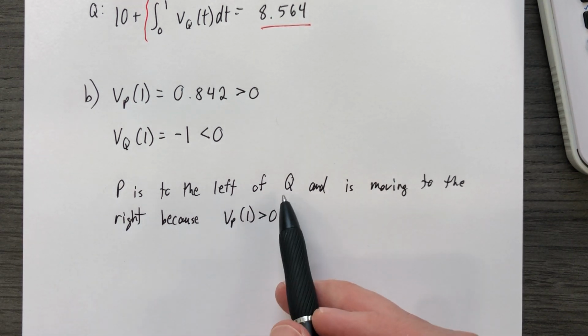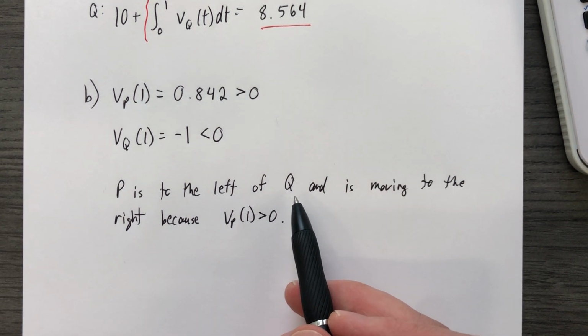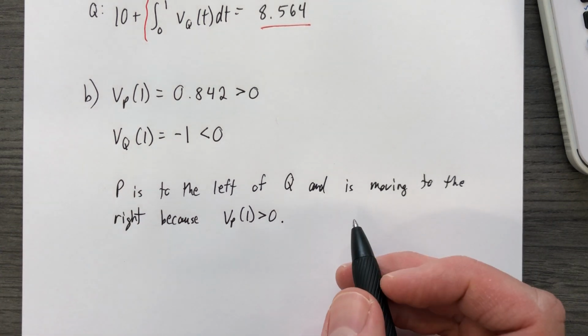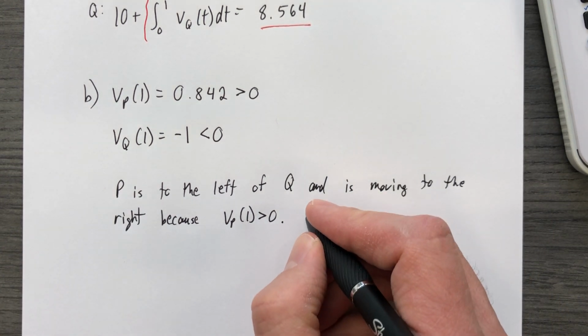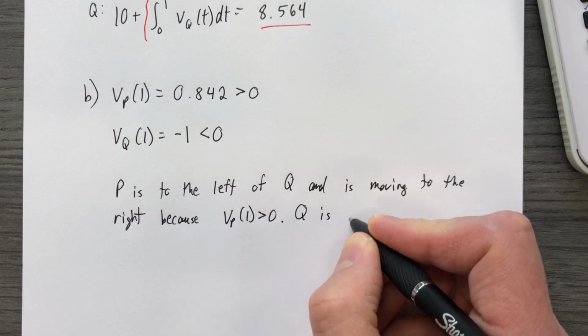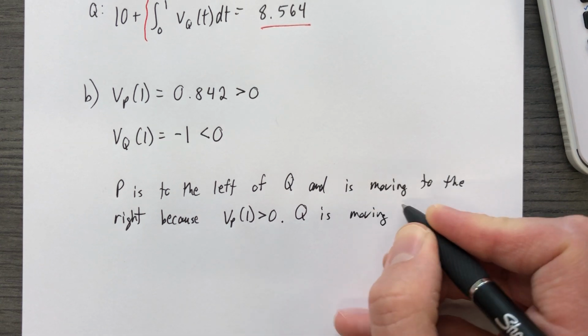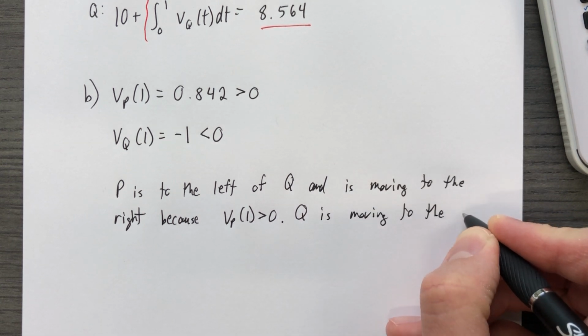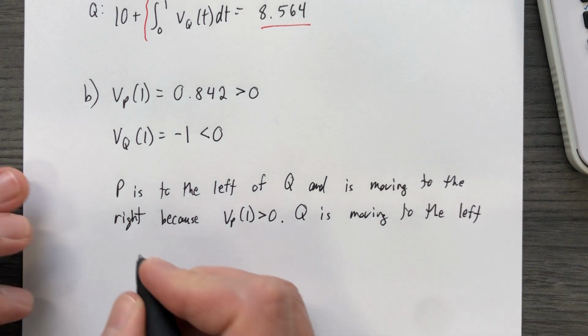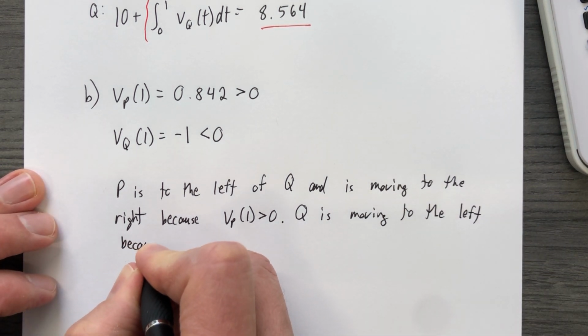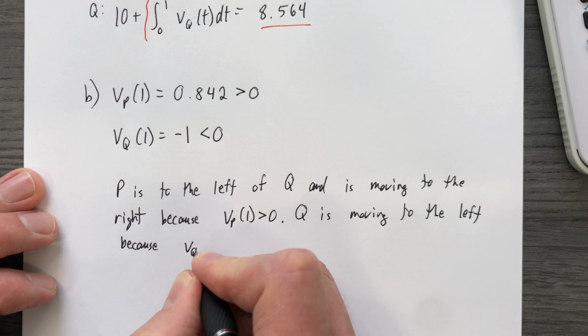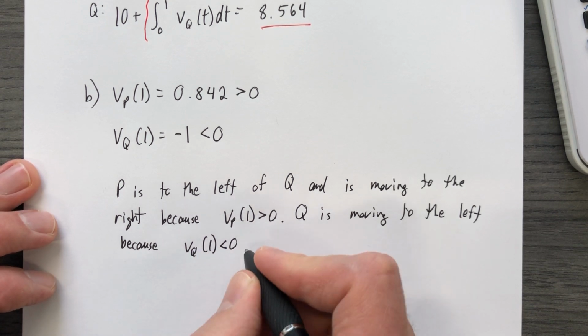Okay, P is to the left of Q, which means Q is to the right of P. You can say that. It's a little redundant. We've already sort of said that in this statement. Q is moving to the left. Tell how you know that. Here's how you know. Because the velocity at 1 is negative.